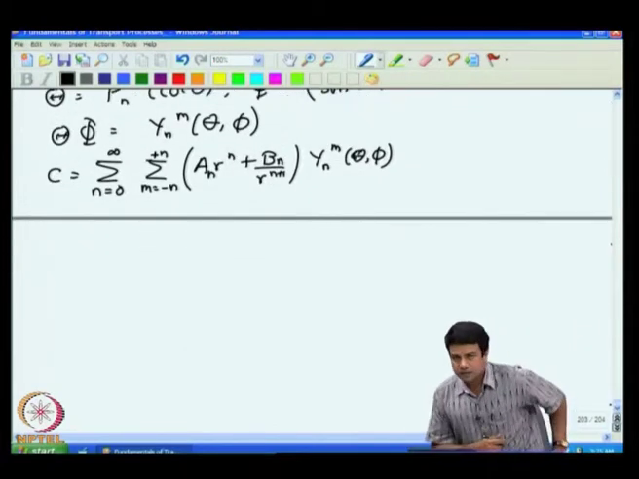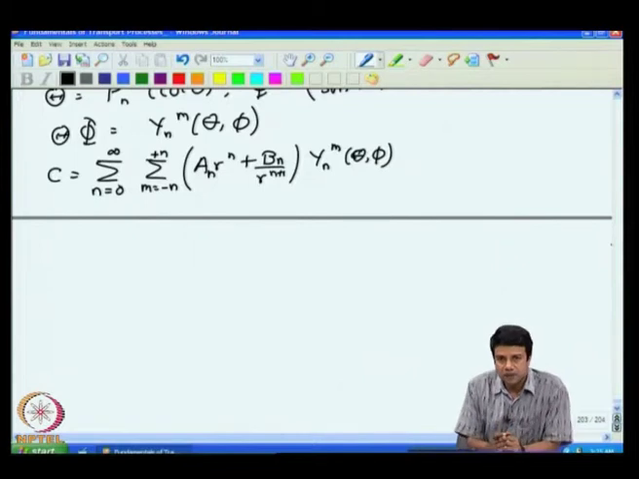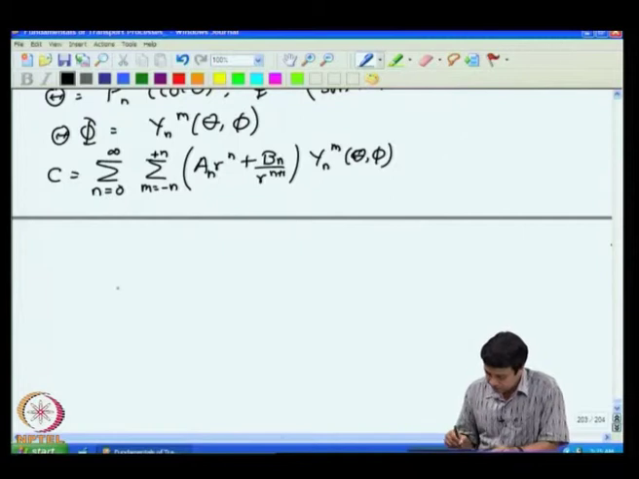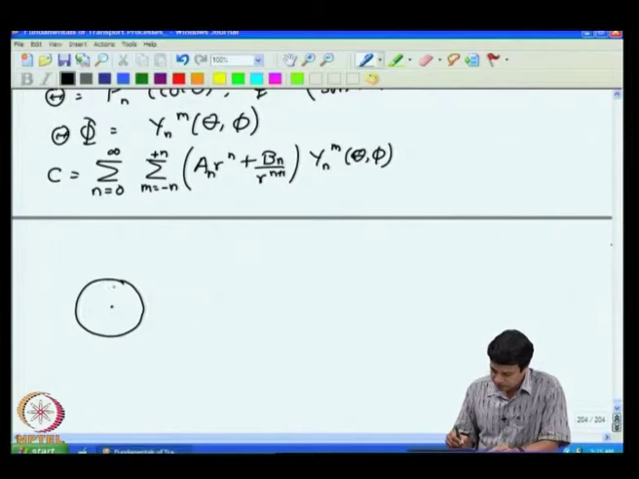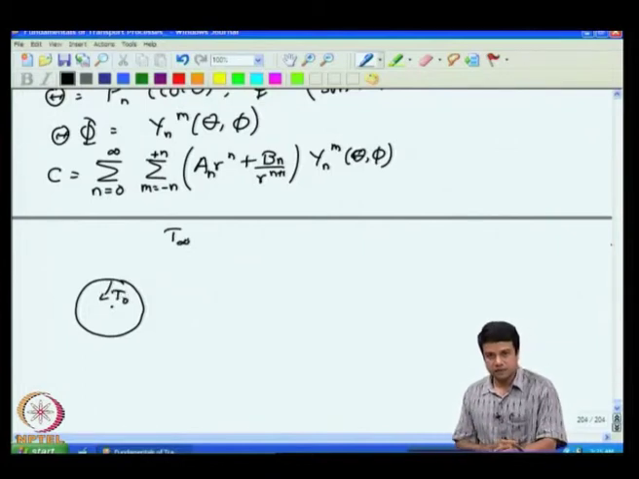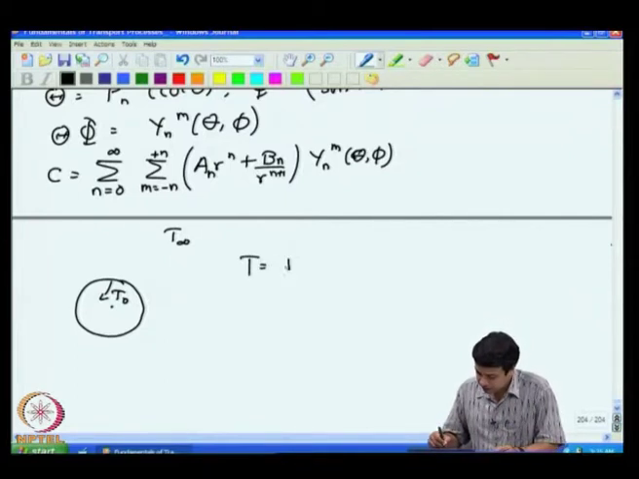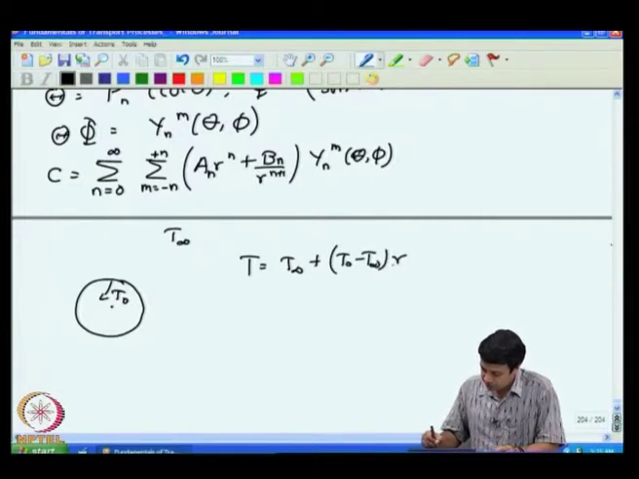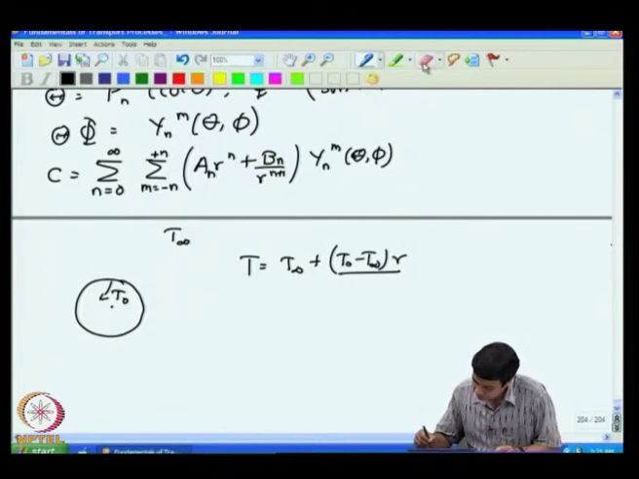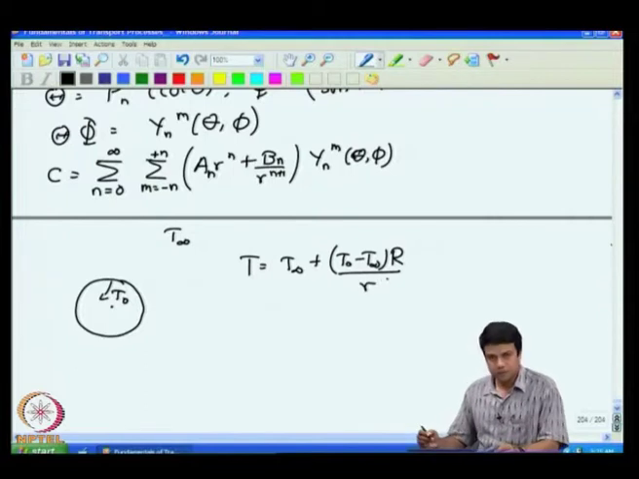We have already seen this expansion for the special case where n is equal to 0. If you recall, we solved the heat transfer problem for conduction from a sphere where the surface was at temperature T naught and the temperature was T infinity far away. And we got the solution as T infinity plus (T naught minus T infinity) R by r.